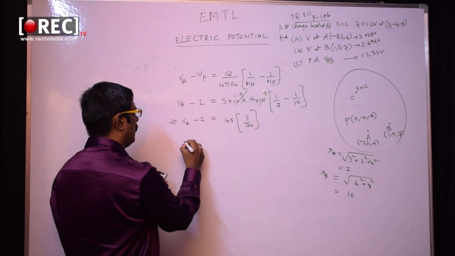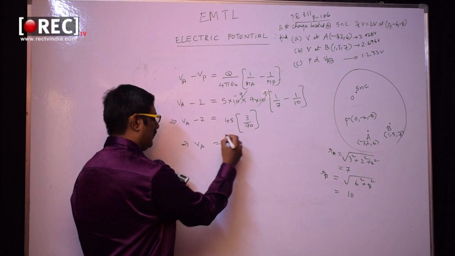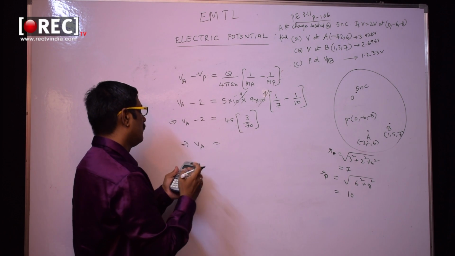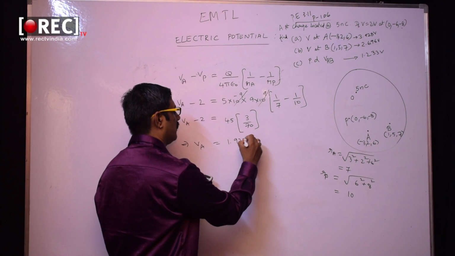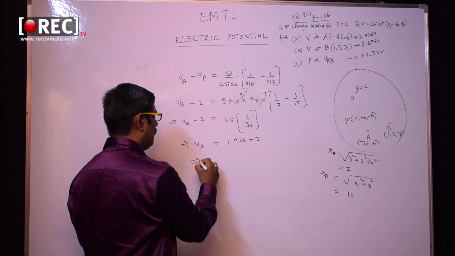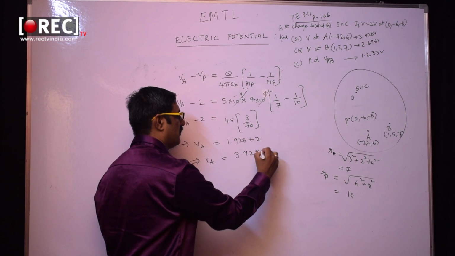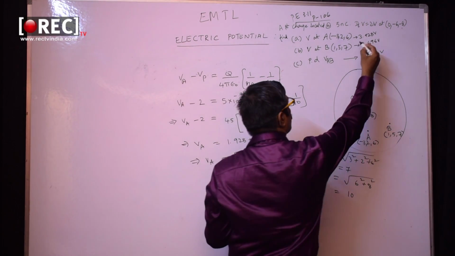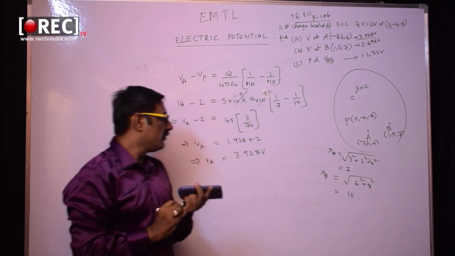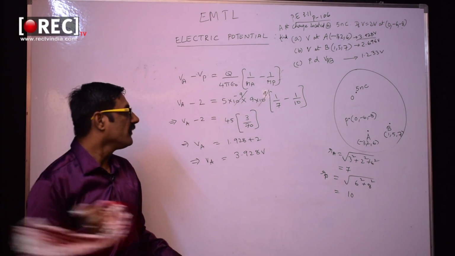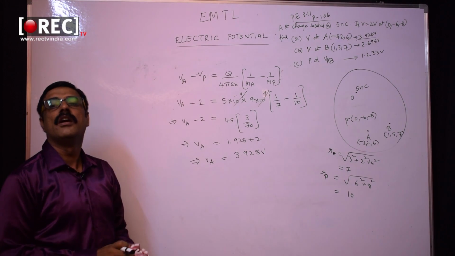So Va is, if you observe, 3 by 70 into 45, which gives us 1.928, plus 2. So Va is 3.928 volts, which is our required answer. In this way we can determine Va, and let us start with Vb. In the same way you can determine Vb as well.